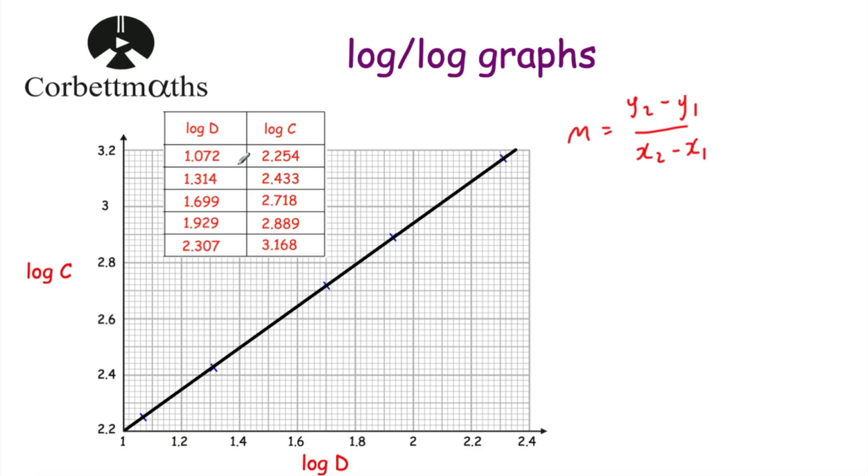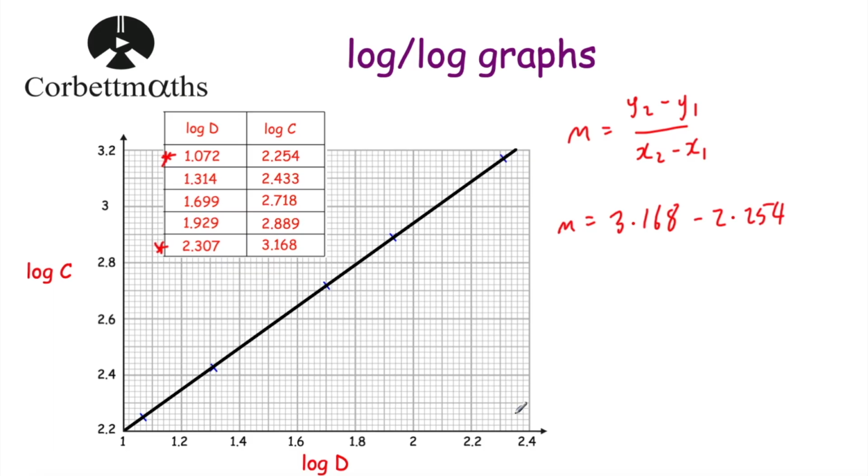Here, because all the points are on the line nicely, I'm going to choose the first one and the last one, these points here. I could draw a little triangle if I wanted to, or I could just look at the points. Here the gradient will be equal to y2 minus y1. Let's look at the heights. This point here was 2.307 across and 3.168 up, so the height of this point will be 3.168. Then subtract the height of the other point, which was 2.254, so subtract 2.254.